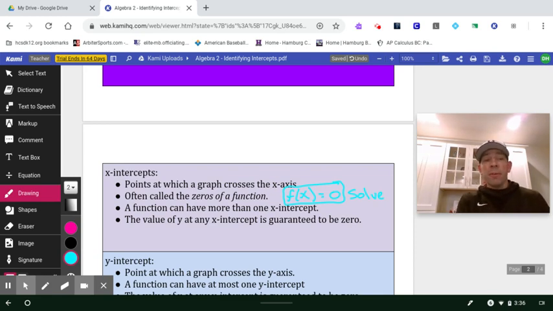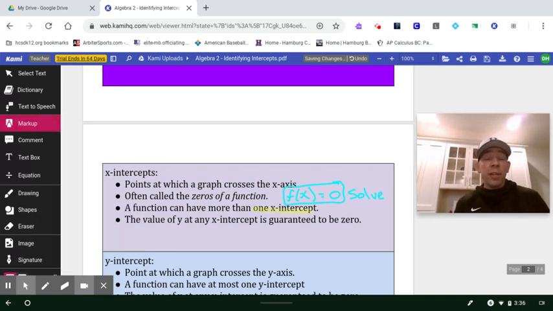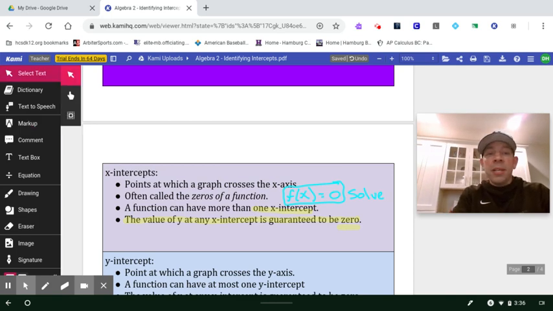Now, it is possible for a function to have more than one x-intercept, okay? It's also possible that a function has no x-intercepts. We've seen quadratic functions that never cross the x-axis, but it's also possible to have more than one. And the value of y at any of these x-intercepts is guaranteed to be 0, which is a really nice guarantee that we're going to tap into.